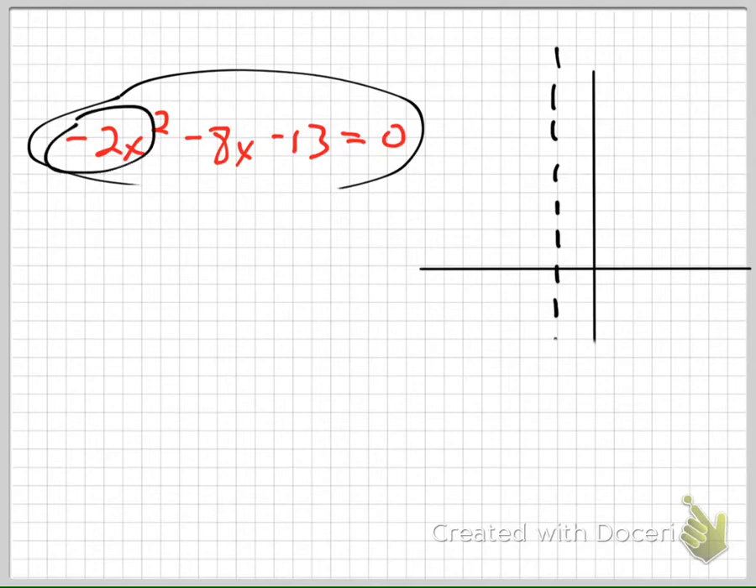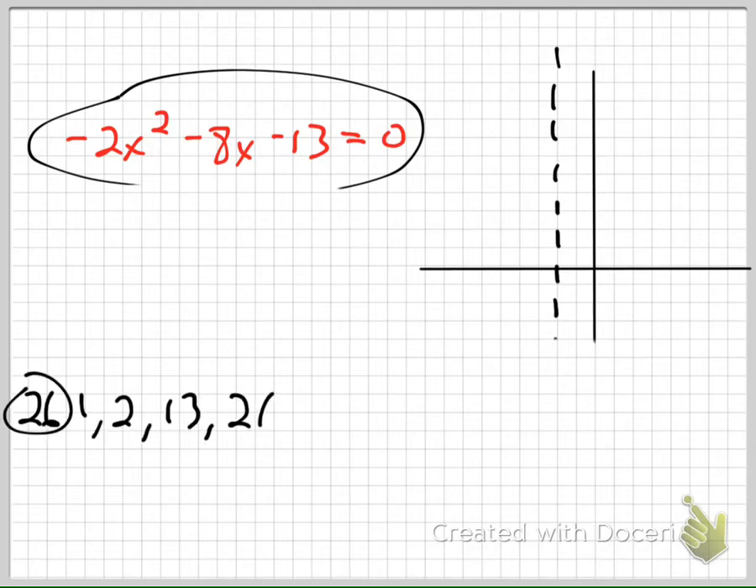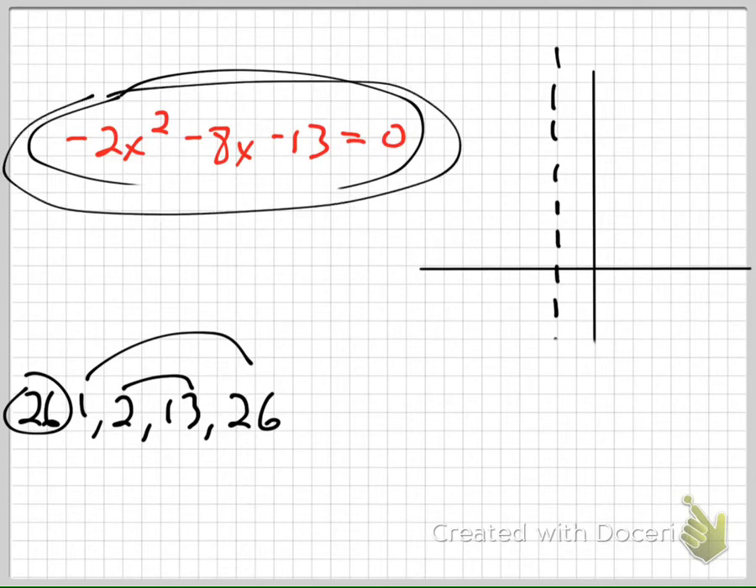We look at this and go, oh, there's a negative 2 here. So that means I have to find the factors of 26, right? Negative 2 times negative 13, 26. Factors of 26 are 1, 2, 13, and 26. That's it. Which of those two guys is going to add up to 8? Nothing. So that means you'd call this prime. It's prime, and there's no solution.